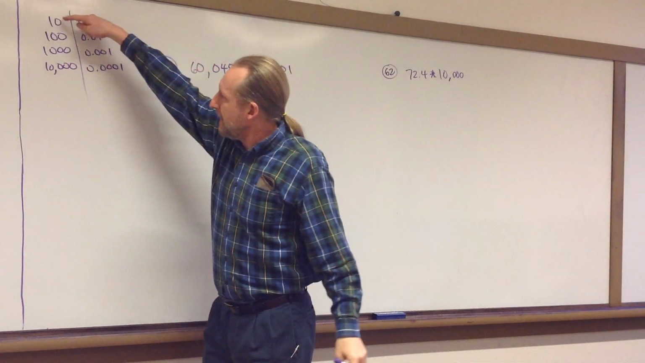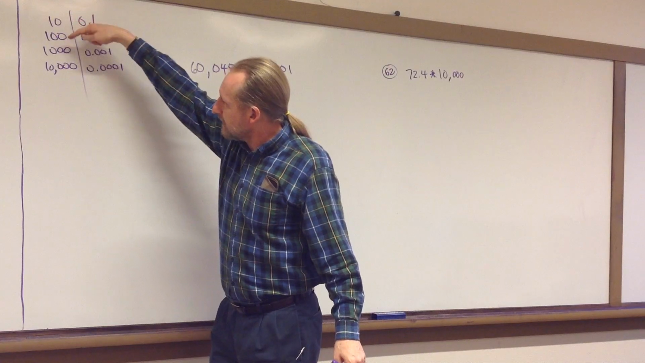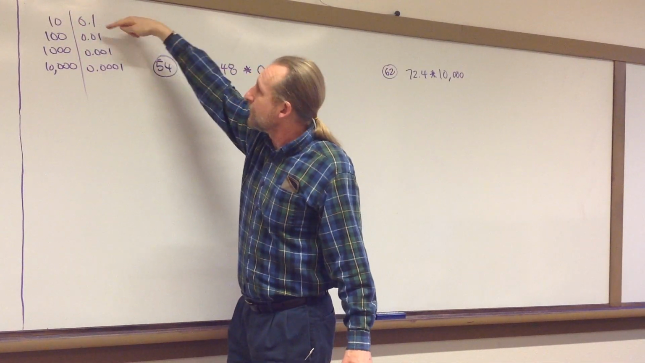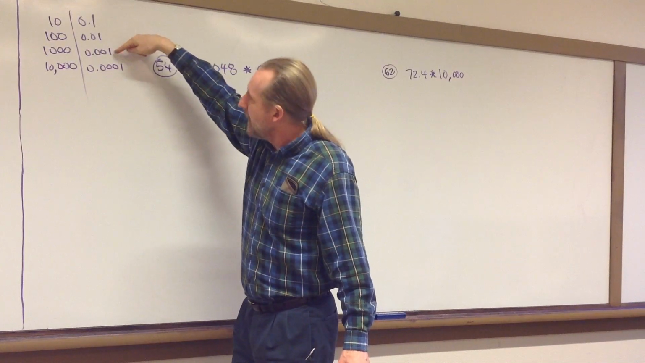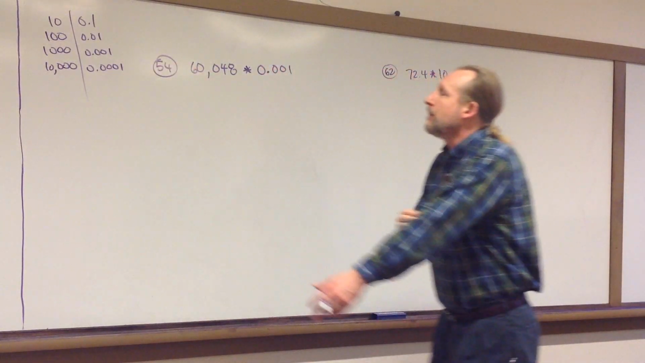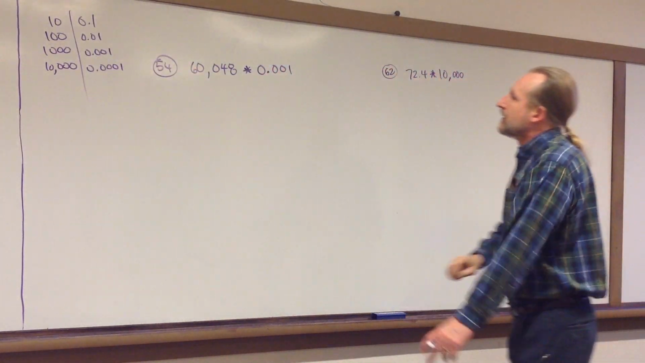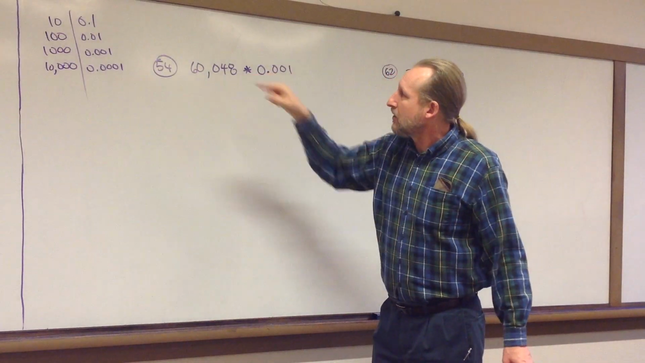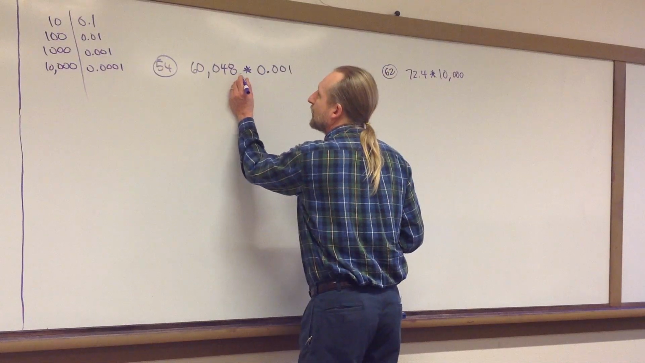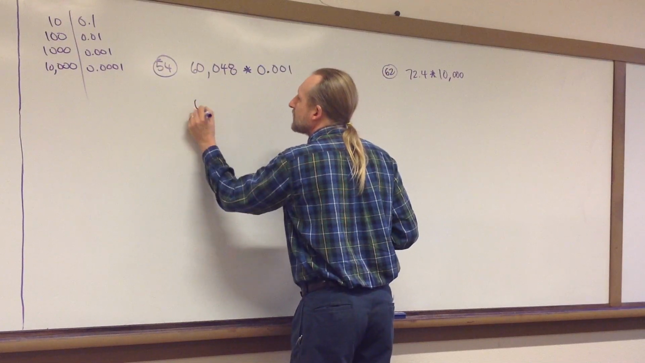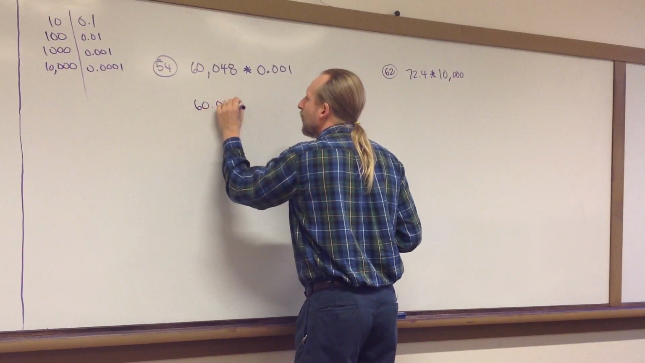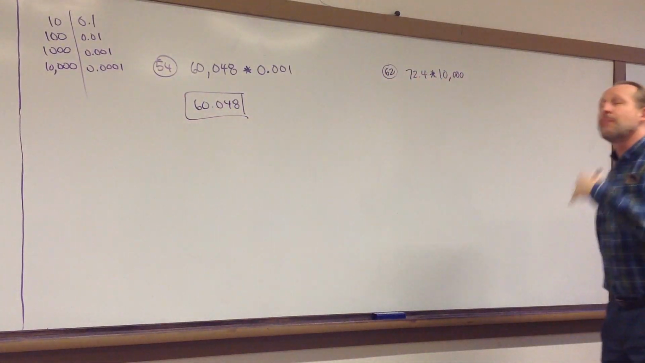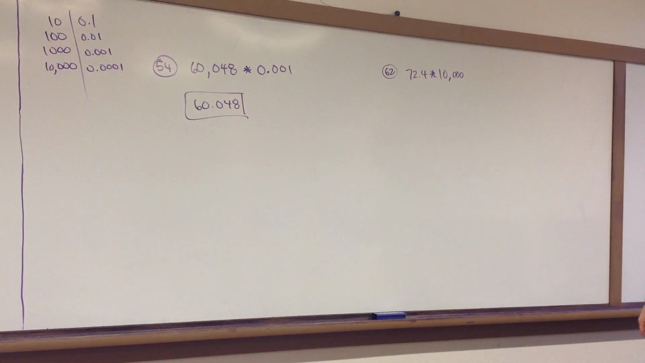So this is 10, 100, 10 to the first, 10 to the second, 10 to the third, 10 to the fourth, 1 over 10 to the first, 1 over 10 to the second, and so forth. Okay? It's all about the power of 10. So this decimal point is going to move 3 places. The number is going to get smaller, so the decimal point is going to go 1, 2, 3 places. This will be 60.048.